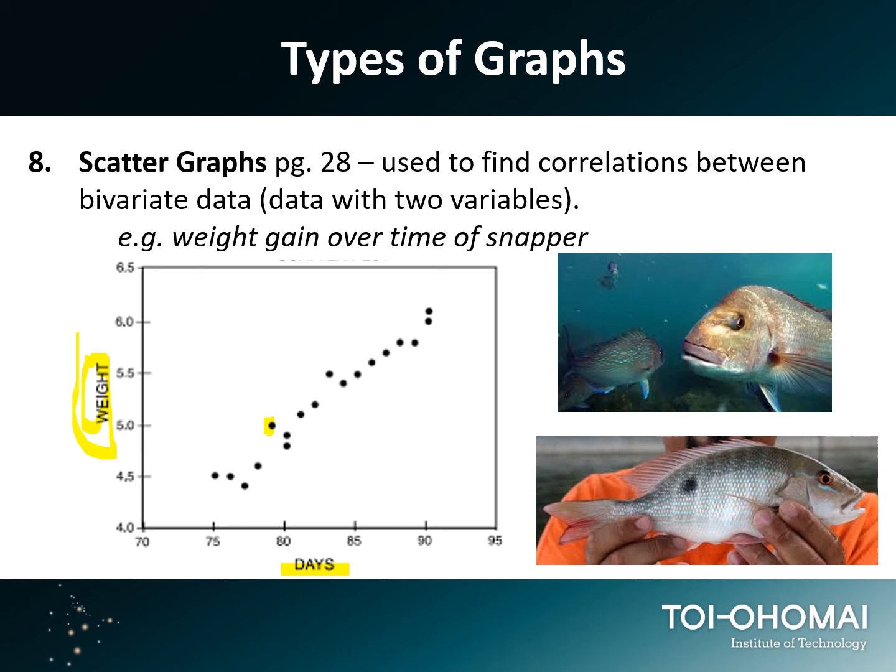So this is the weight gain over time. Each of these dots indicates a single individual snapper, a measurement. And so we just plot the one continuous variable on the x-axis and one continuous variable on the y-axis. And we plot all the individual measurements. And then we may wind up with a trend line that goes right through the middle of the data. And we can see that as time goes on, snapper gain more weight. That's pretty simple.